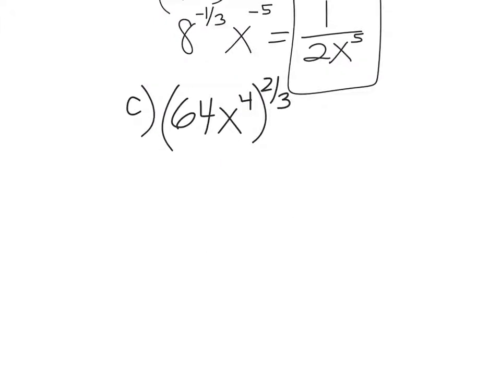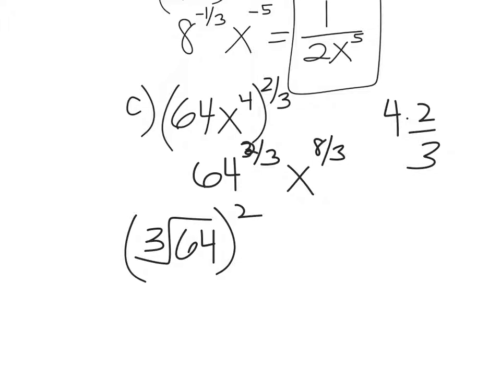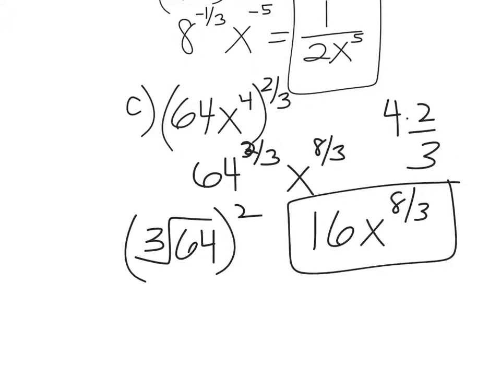Here we go. We have 64 raised to the 2/3. Oops, 2/3. And x is to the 8/3. Now, I know that didn't turn out nice, so you just leave it, okay? So 64 to the 2/3. You're going to take the cube root of 64 first. And what is the cube root of 64? 4, and 4 squared is 16. So this would have been your complete answer. I know it doesn't look right or feel right, but that's the way it goes.